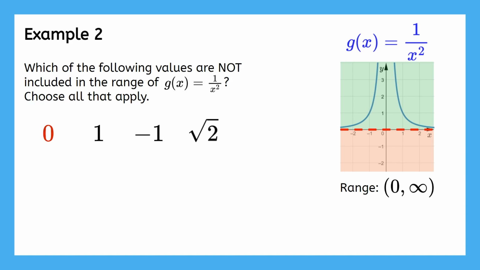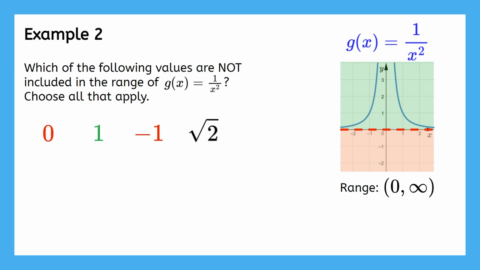Well, 0 does not fall into this range interval because the soft parentheses tell us to exclude it. Recall that 0 is the horizontal asymptote of this function. The function can never equal 0, so 0 is not in the range. 1 is within the range. It's greater than 0 and clearly less than infinity. It falls within the interval, and that means that it is a possible output of this function.